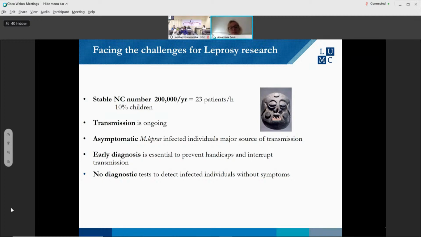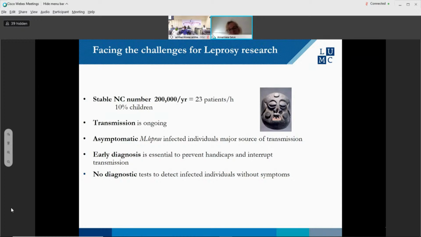Furthermore, asymptomatic infected individuals may be a huge source of transmission because they're not identified and they don't have clinical symptoms, but they can transmit the bacterium. Like also with COVID-19 nowadays, people can be asymptomatic, but they can transmit the pathogen to others. Therefore, it's important to diagnose infected individuals early, to prevent handicaps, and also to interrupt transmission.